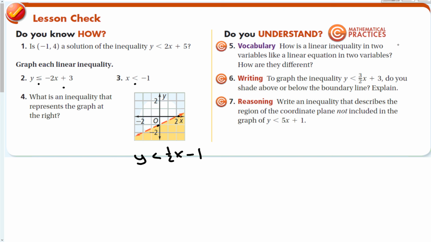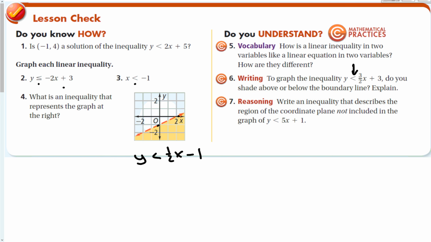How's a linear inequality in two variables like a linear equation in two variables? Same techniques. You're going to graph the line. Just with a linear inequality, you're going to shade above or below. To graph the linear inequality, do you shade above or below the boundary line? Below, because it's less than.